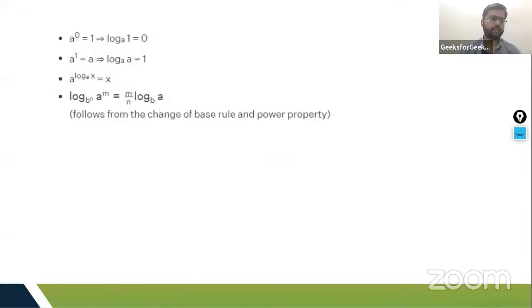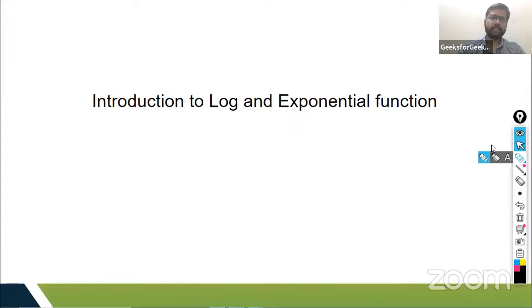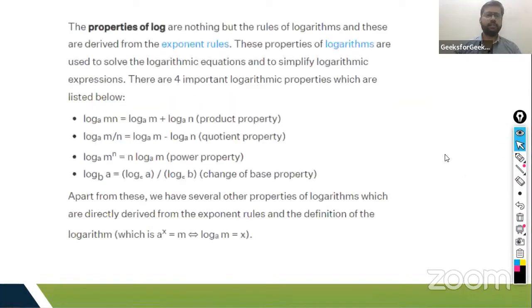So we are going to start with the first topic, that is our introduction to exponential and logarithmic functions. Basically, the log function and exponential function is not a new function for you guys. You all have heard of this and done some practice, but just to remind you, I have come up with some theory as well as the basic formulas that are used.